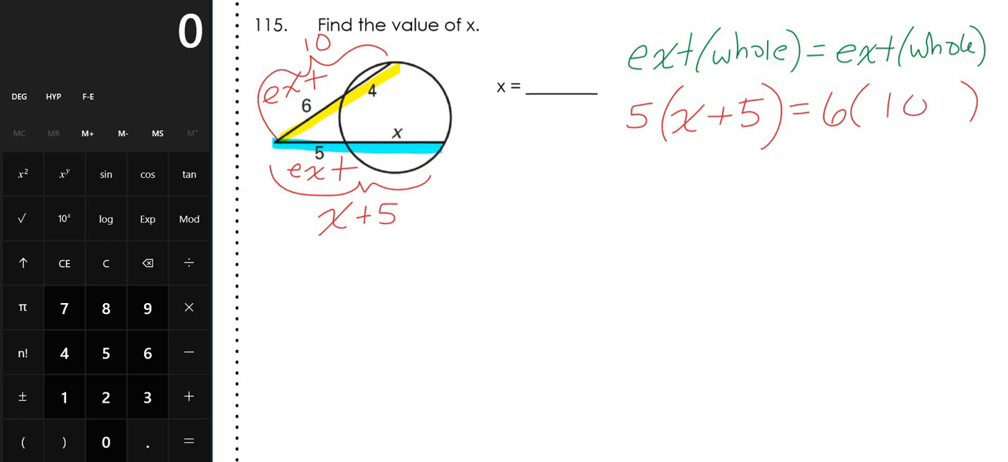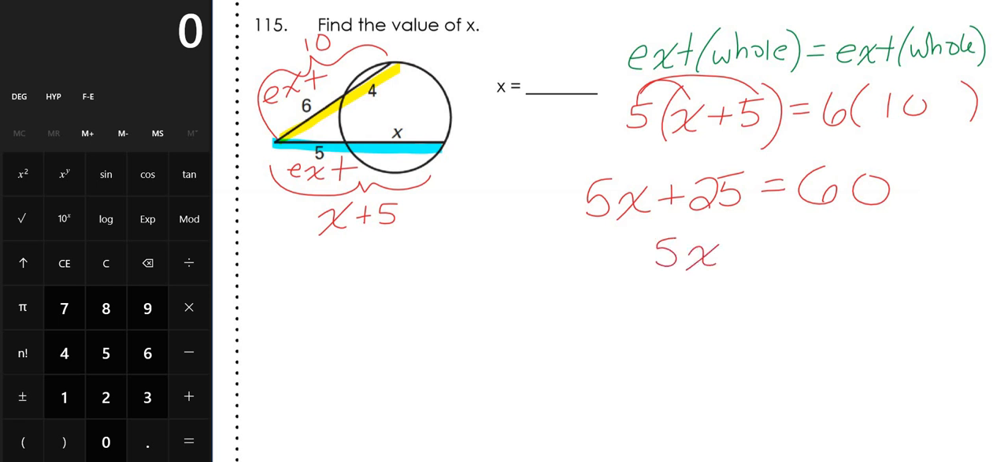Now for the left side of this, you're going to have to distribute the 5 to both terms. So 5 times x is 5x. 5 times 5 is 25. Equals 6 times 10, which is 60. Now we're going to subtract 25 from both sides. So 5x equals 35. And lastly, to get x by itself, you're going to have to divide both sides by 5. X will equal 7. So x has a length of 7.